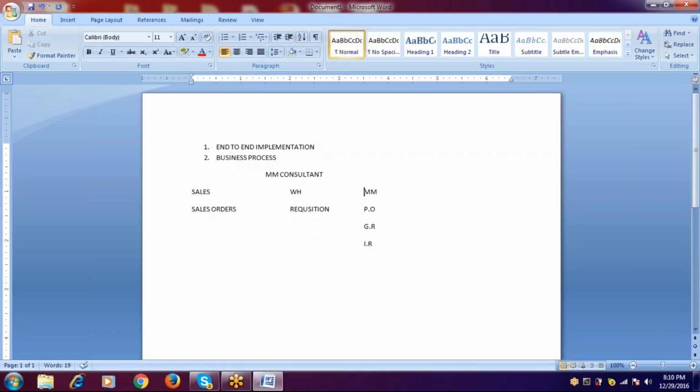That means in the general business process, whenever the sales department requires any material in the warehouse, if the stock is not available, a requisition is generated, and as an MM consultant we need to fulfill that requisition by using the purchase order, the goods receipt, and after that the invoice receipt. But when making the PO, GR and IR, there will be a number of different situations.